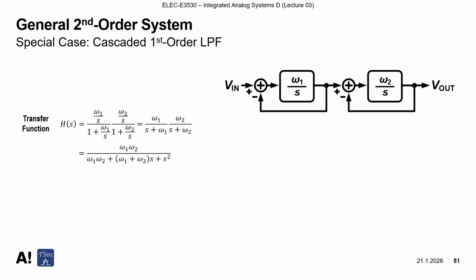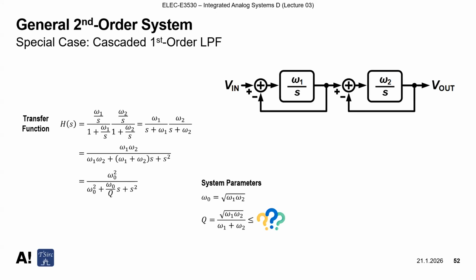Then our transfer function becomes omega 1 omega 2 over S squared plus (omega 1 plus omega 2) S plus omega 1 omega 2. So this is also the same condition, right? For the second-order system, we have an S squared term in the denominator, and in the numerator we don't have any S term. The system parameter omega 0 is equal to the square root of omega 1 omega 2. And what will be the Q factor's maximum value?